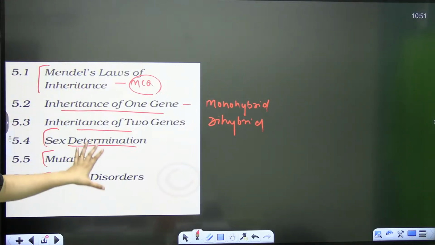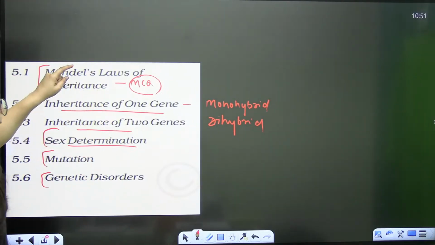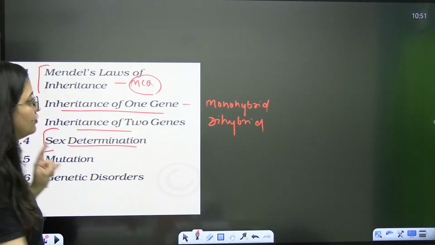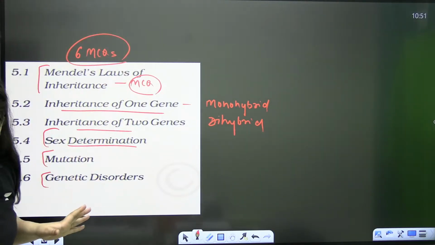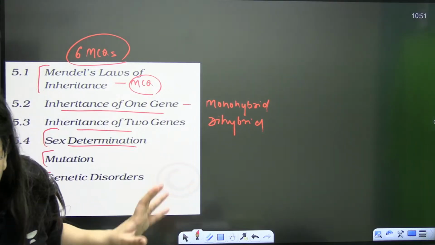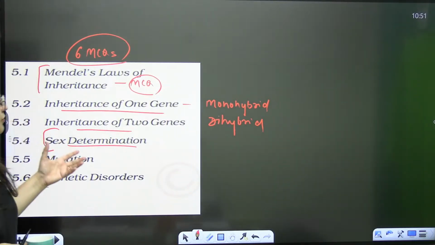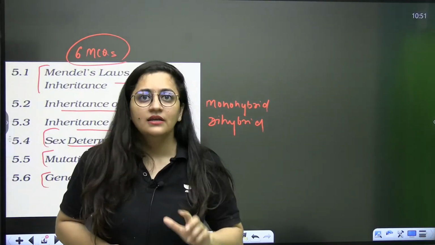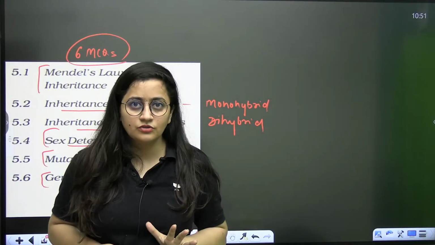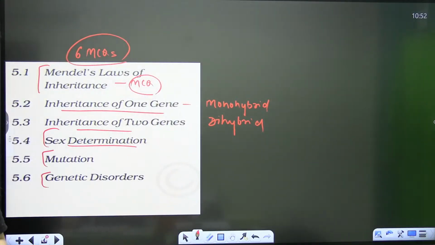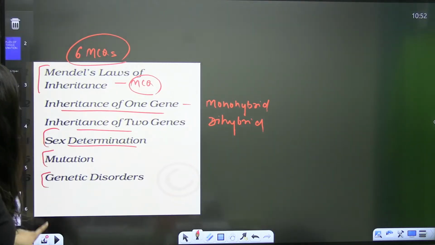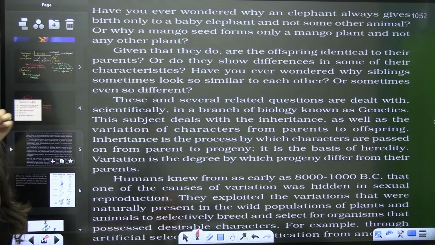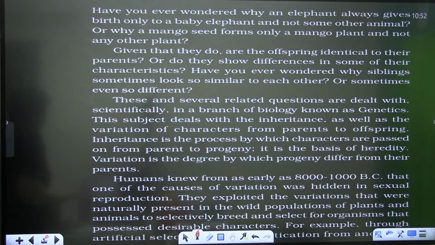So see, 6 topics are given here, and from each and every topic a question can come. So directly you can say that 6 MCQs are coming from this part only. And yes, it is also possible that they can give you some numericals. Even we will talk about pedigree analysis also. So there are other topics also. So this chapter is very important. Clear, bache? Okay, so now let's read it from NCERT and then we will start the basics.